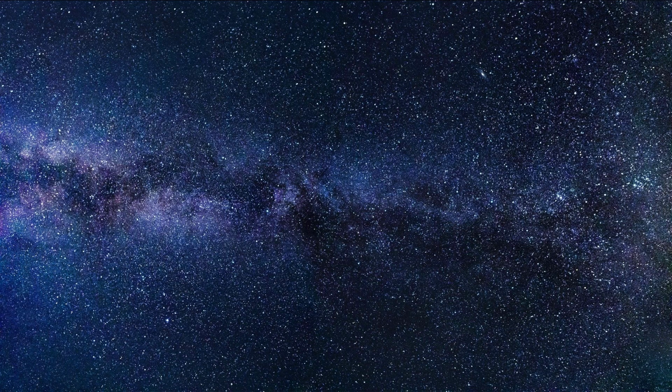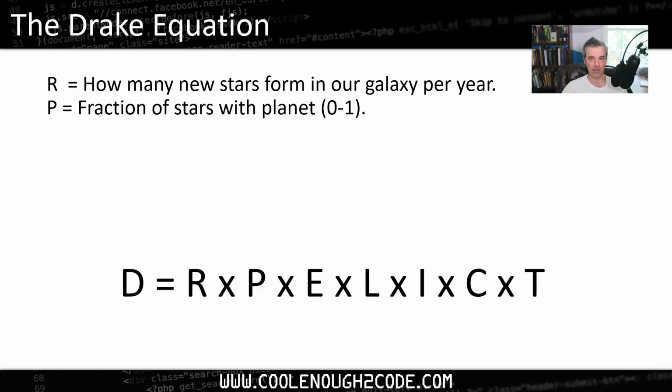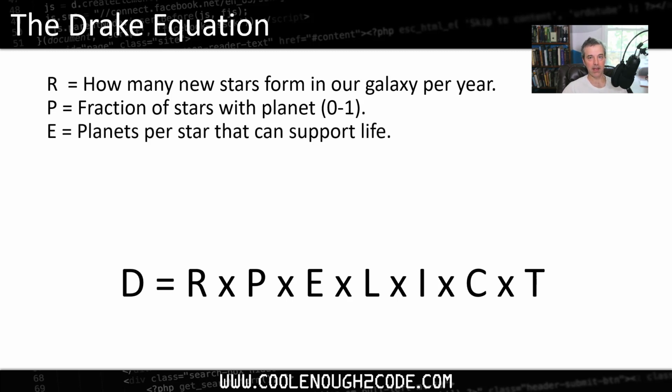Now, the next value is the number of stars that have planets around them. Again, based on observational data, we know this value to be around 0.5. So that is because in space we have space-based telescopes, and on the ground we are detecting that about half of the stars that we are observing have planets around them. Now, the next value is E, and that is the number of planets in a given solar system that could support life.